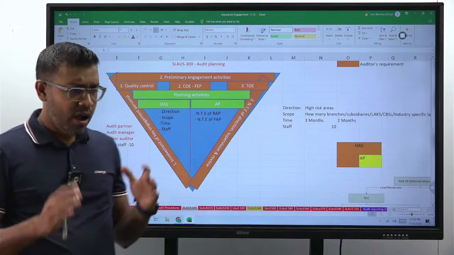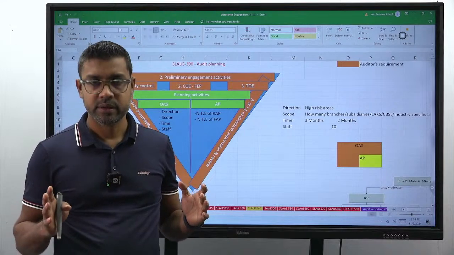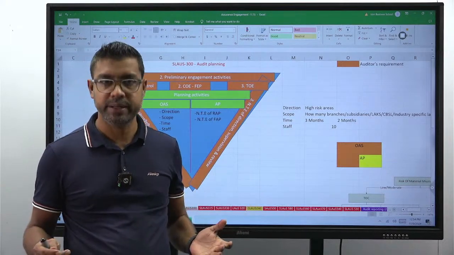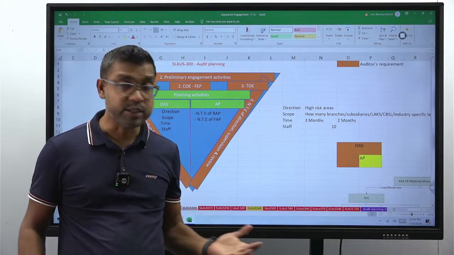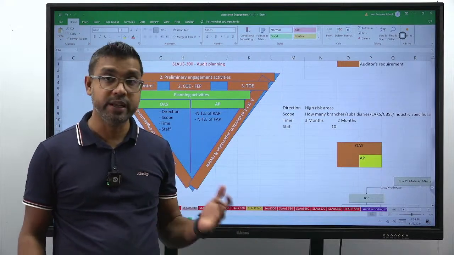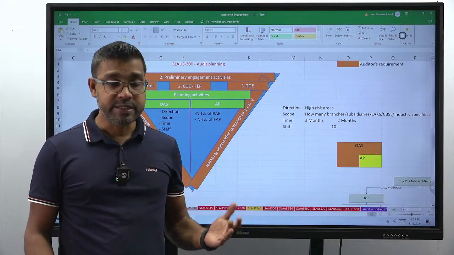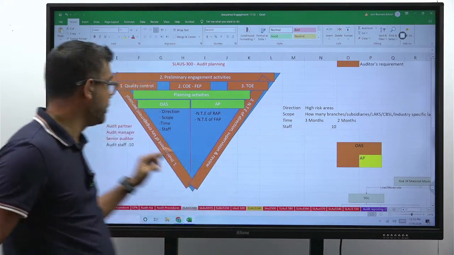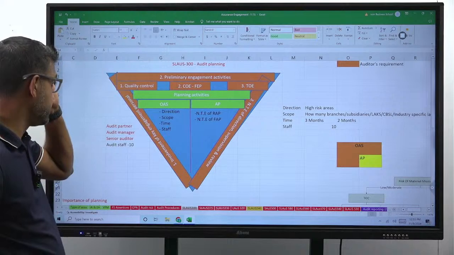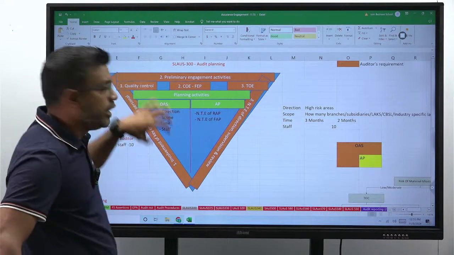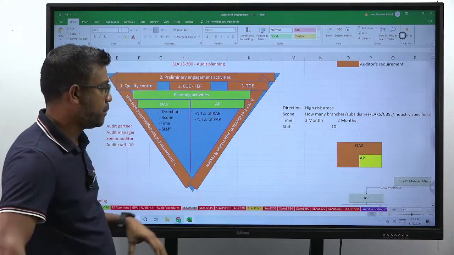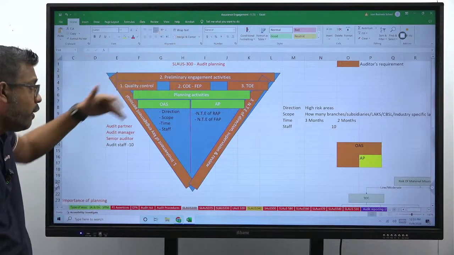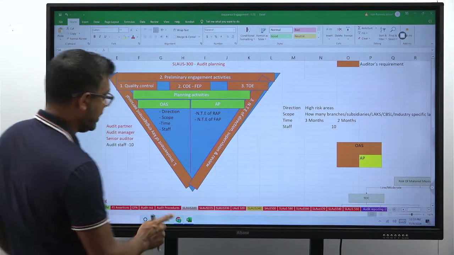Staff: how many people are required and what kind of caliber is required to complete this audit? Do we need experts? Do we need a tax expert? Do we need an expert in valuation? Likewise, you have to identify the real staff requirement with relevant competence. That is the overall audit strategy. Audit plan. Audit plan means a detailed version of the overall audit strategy.